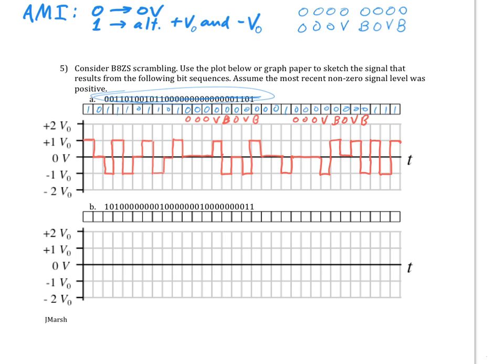Okay, so this is an example. B8ZS, sometimes called crazy eights by technicians in the field, is 0 substitutions added on to the AMI encoding. And I hope this helps.